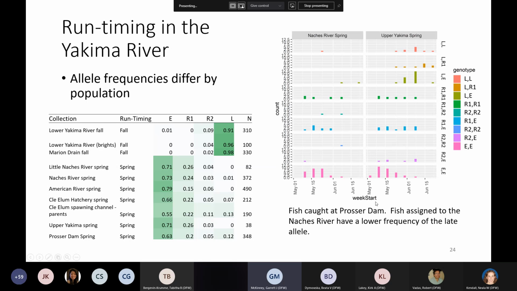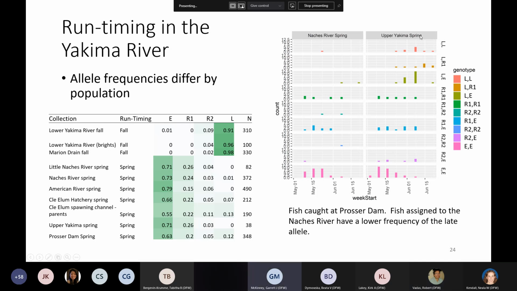And when we look at the run timing of fish that were caught at Prosser Dam, we first took the fish caught at Prosser Dam and assigned them to their population of origin. For the Naches River fish, we found that most of them are either early homozygotes or early and recombinant heterozygotes. And the peak of migration for the fish that were homozygous for the early allele is May 15th.